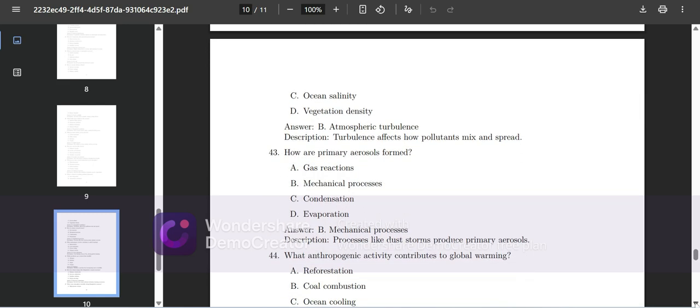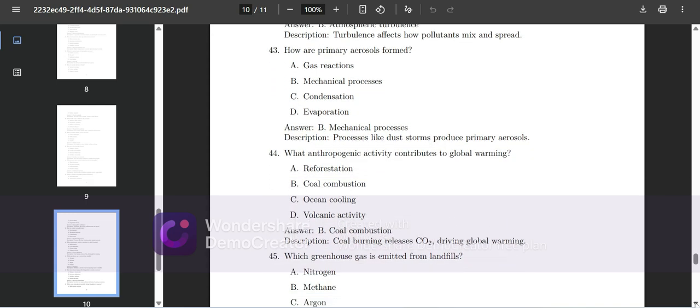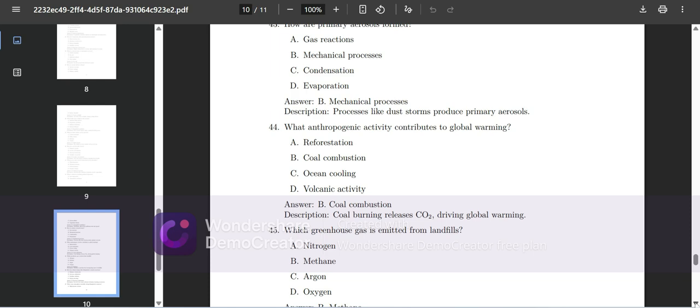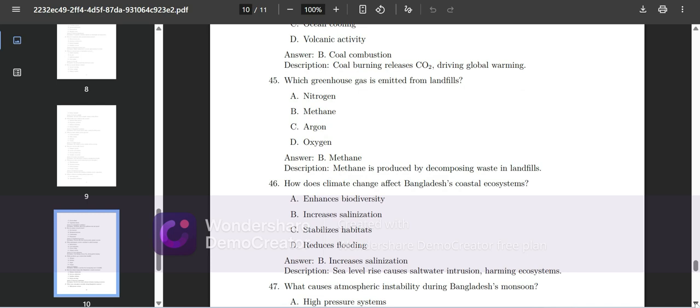How are primary aerosols formed? Mechanical processes. Processes like dust storms produce primary aerosols. What anthropogenic activity contributes to global warming? Coal combustion. Coal burning releases carbon dioxide driving global warming. Which greenhouse gas is emitted from landfills? Methane. Methane is produced by decomposing waste in landfills.